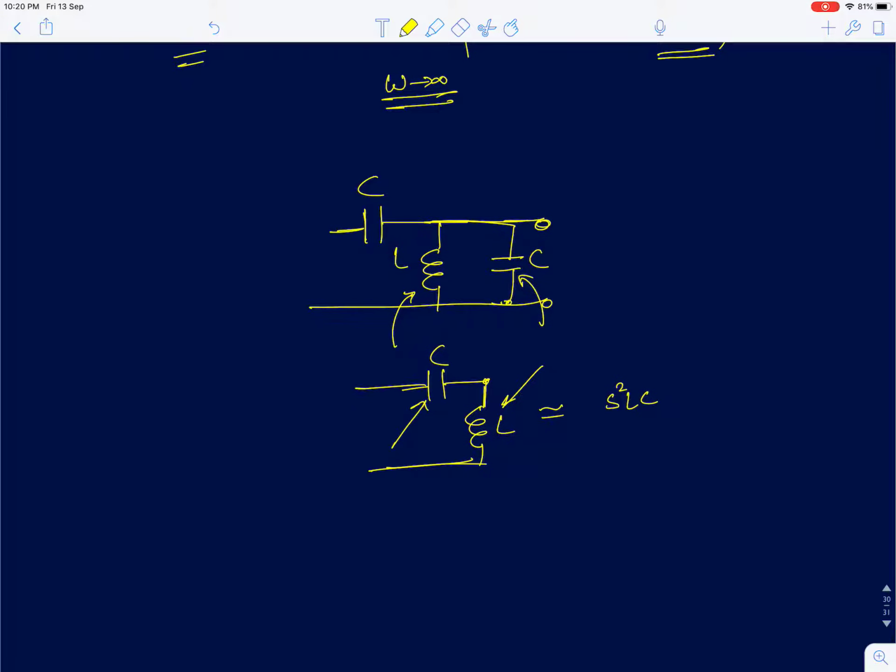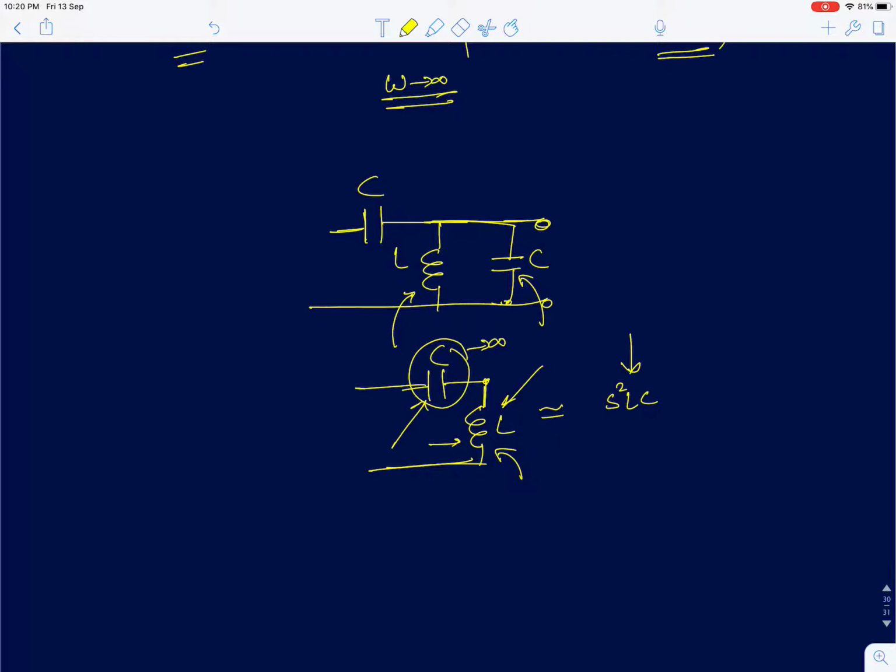You can also see that at omega equal to 0, the inductor impedance becomes 0, and the capacitor impedance is not 0. At the same time, capacitor impedance becomes infinity, and this is not infinity. So both the conditions are satisfied, which means there are two zeros at origin, and that's what is captured here.